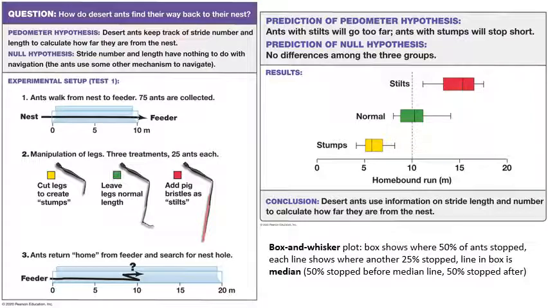So here is an overview of their experimental setup. The ants had a nest in the lab, and they had a trough to walk through to get to a feeder.